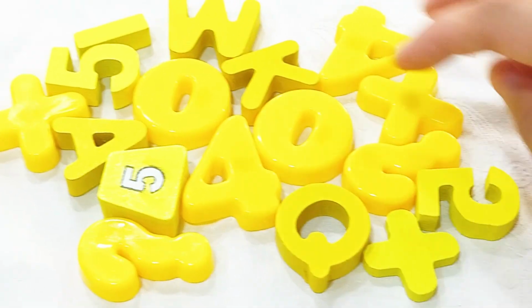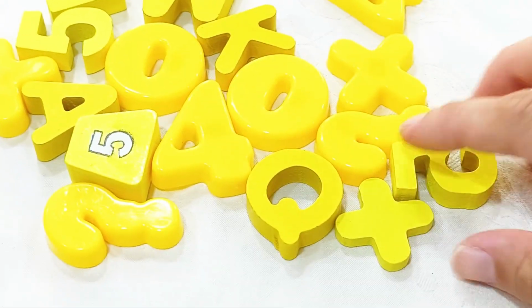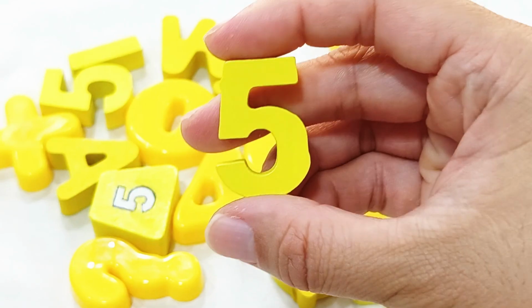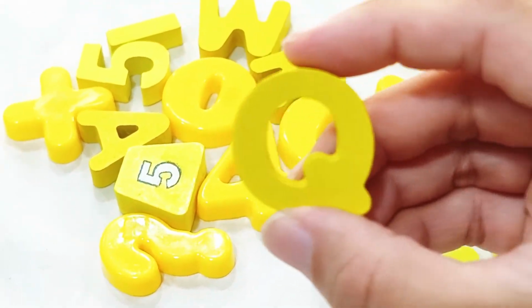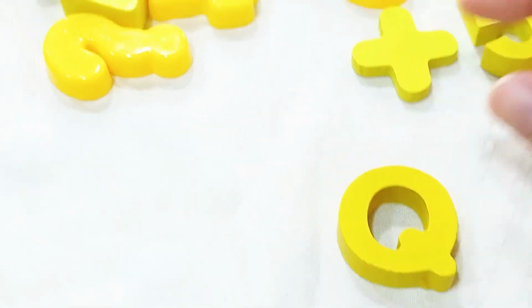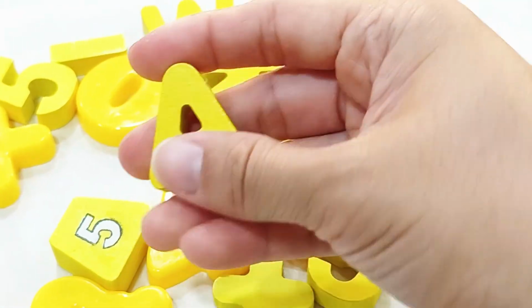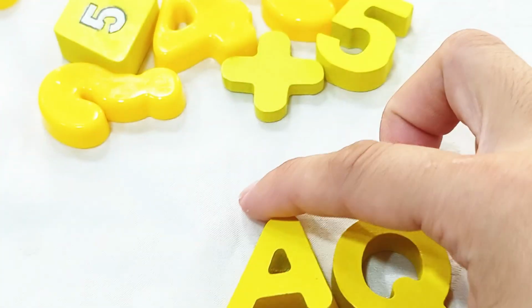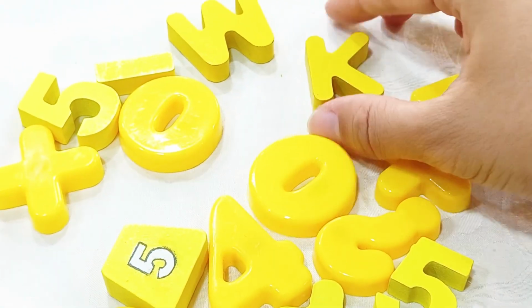Wow, look at all these yellows. Is this a letter? No. This one is a number 5. This one is a letter. It's the letter Q. Look, it's the letter A. And the letter K.